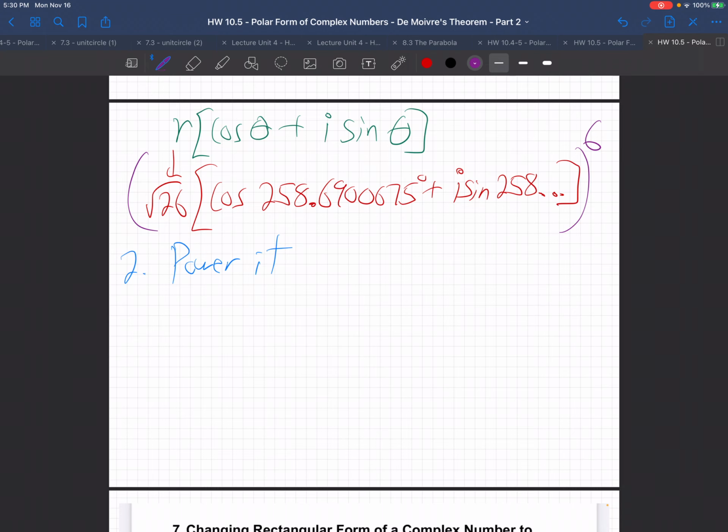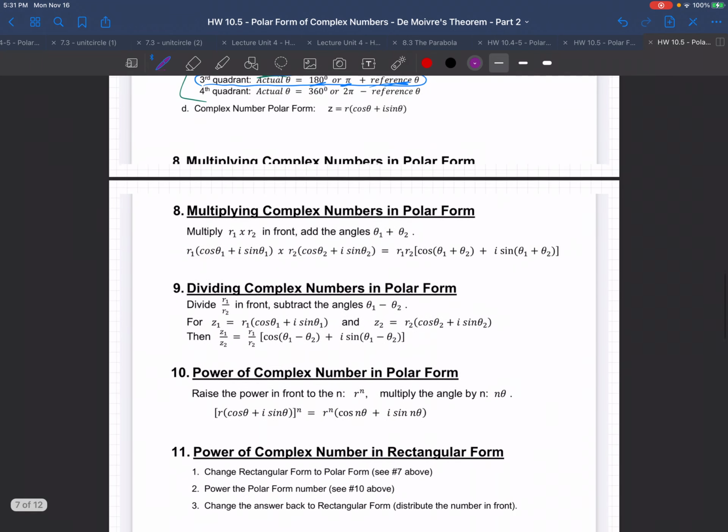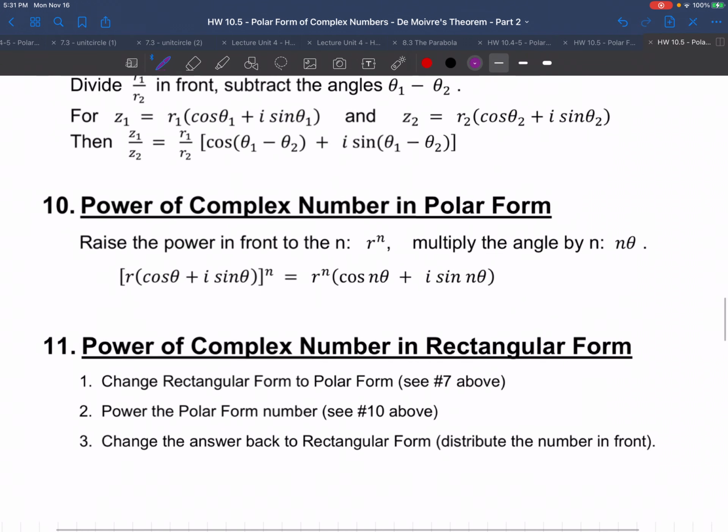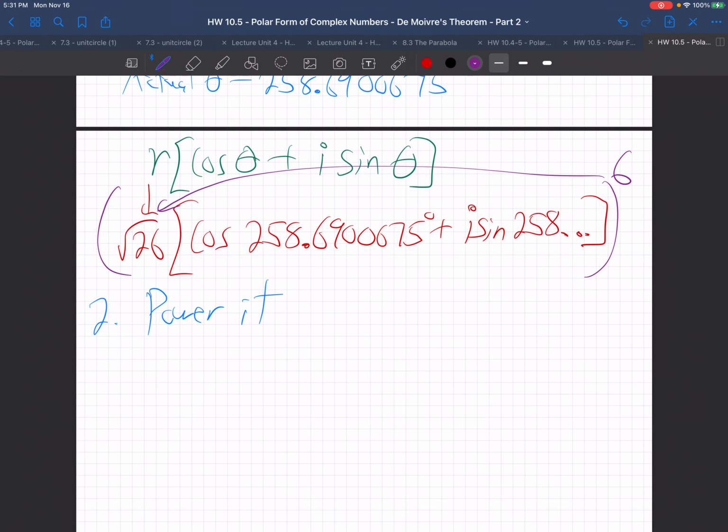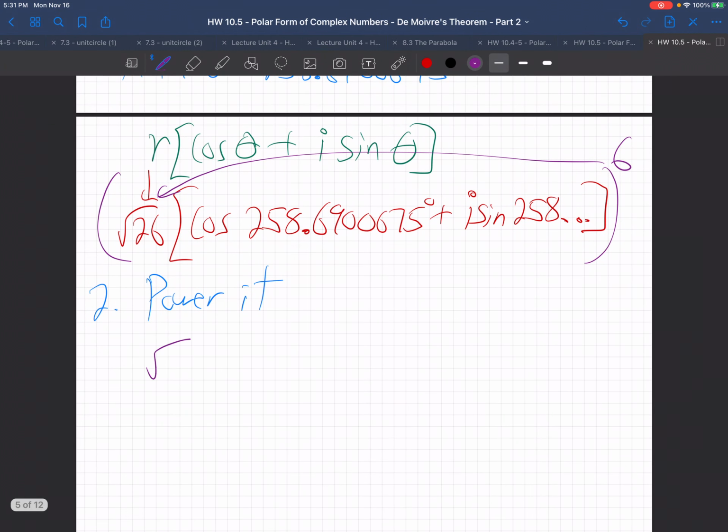6th power. And what did de Moivre's theorem say? You just power the number in the front, right? I referred us to number 10 above. Power the number in the front, multiply the angle. So I'm going to power the number in the front. So here we go. It's going to be the root of 26 to the 6th power.